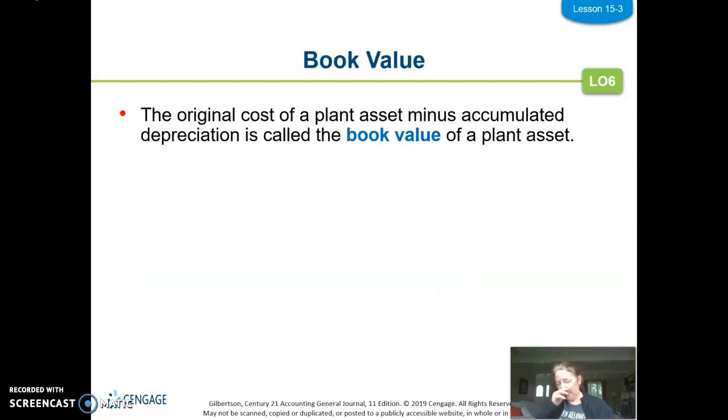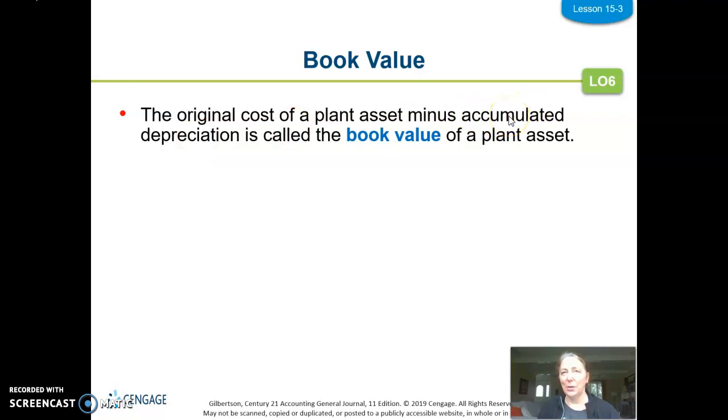Then there is something called book value. The book value of an asset, just like the book value of accounts receivable was accounts receivable minus the allowance for uncollectible accounts, for a plant asset is going to be the original cost of the plant asset minus accumulated depreciation.